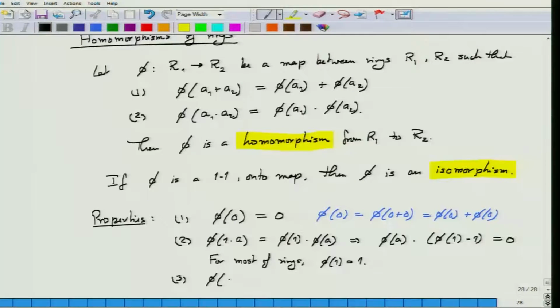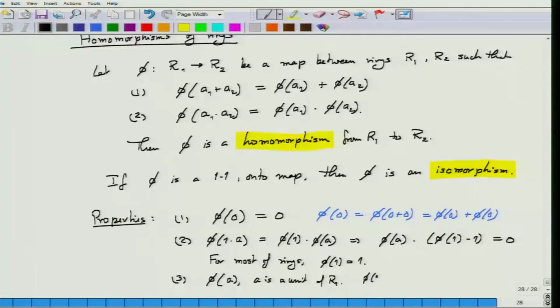How about phi of a unit? What happens to this when a is a unit of R1? Is phi of a also a unit of R2? We assume phi of 1 is 1, so yes. Why? Because ab is 1. So phi of 1 is phi of ab, so 1 is phi of a times phi of b, and that shows that phi of a is also a unit. So that's a nice property which follows just by the fact that phi of 1 is 1.